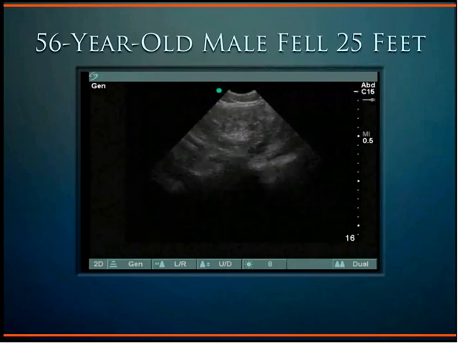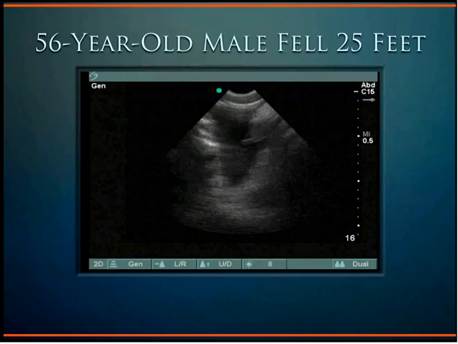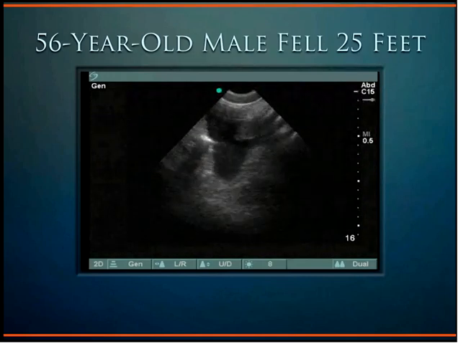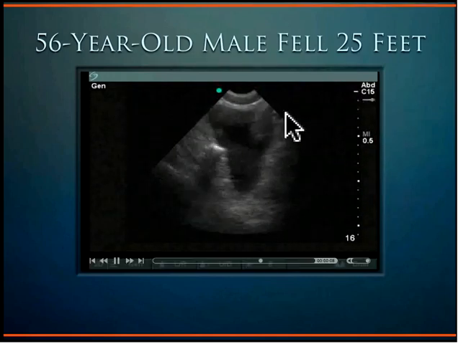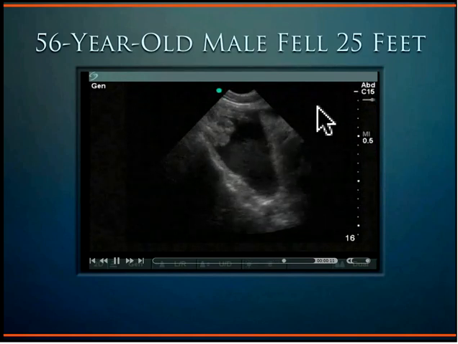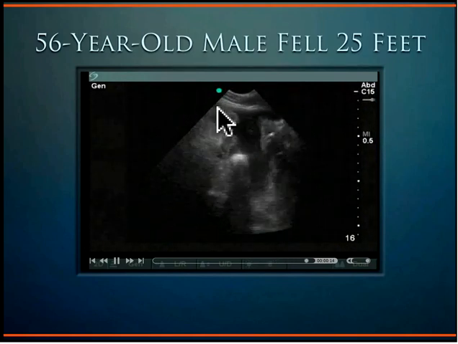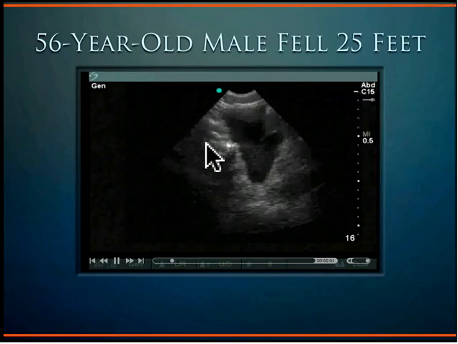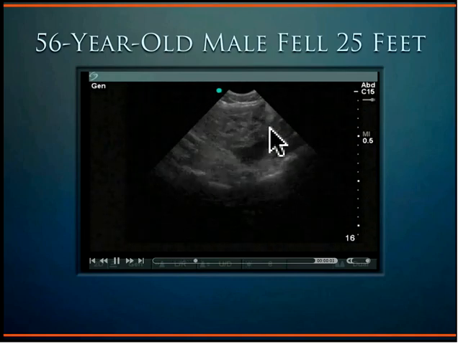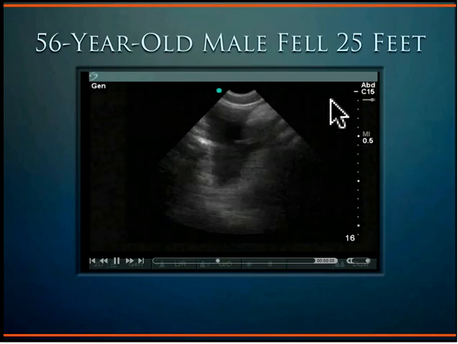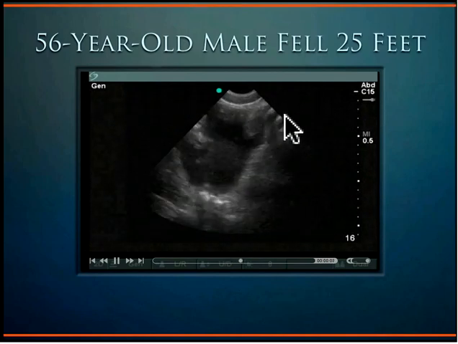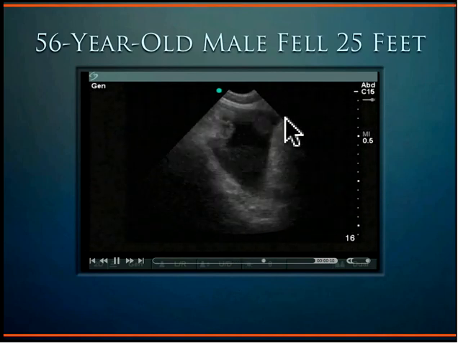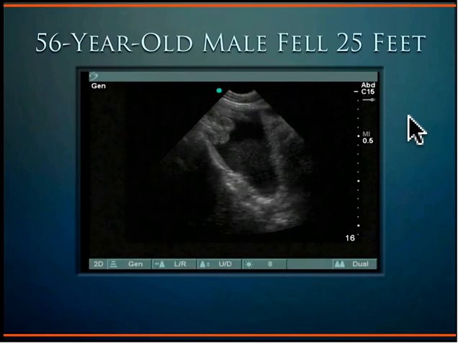This is a 56-year-old male who fell 25 feet. In this case, the Foley catheter with the empty bladder is just seen on the edge of that image momentarily. But we can see here now these loops of bowel floating in urine. Here's another loop of bowel here. This is intraperitoneal bladder rupture, and the Foley catheter is just seen off to the edge of the screen there in the empty bladder.